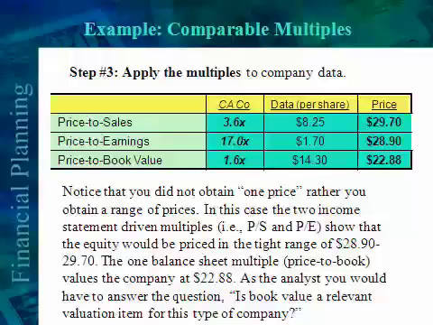In this case, the two income statement driven multiples, price to sales and price to earnings, show that the equity would be priced in a tight range of $28.90 to $29.70. The one balance sheet multiple, the price to book, values the company at $22.88. As an analyst, you would have to answer the question, is book value a relevant valuation item for this company?